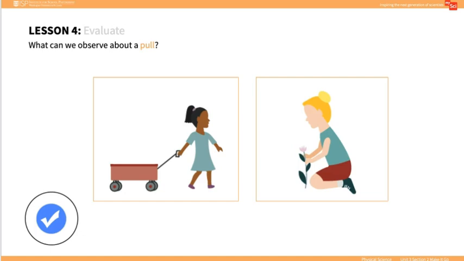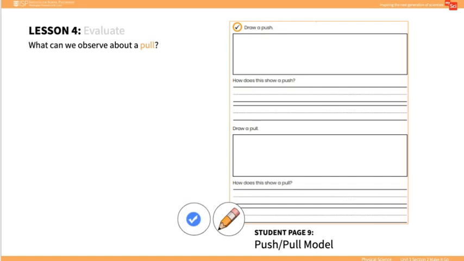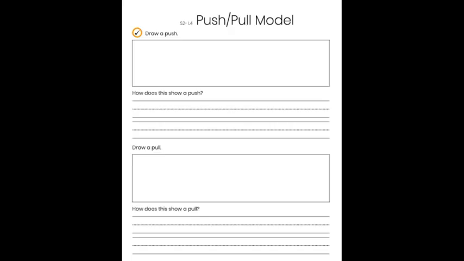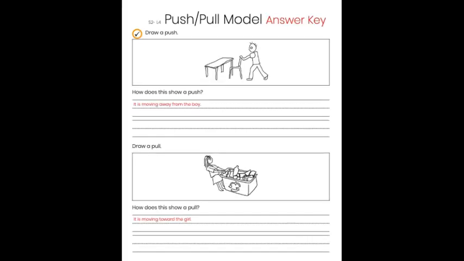The cards that show pulls include a girl pulling a wagon, a boy doing chin-ups, a horse pulling a wagon, and a woman pulling weeds. Direct students to Student Journal page 9 shown here, Push, Pull, Model, where they should draw a picture of a push and a pull. They can also write or dictate how this drawing shows a push or a pull. A key is provided here on Teacher page 14.